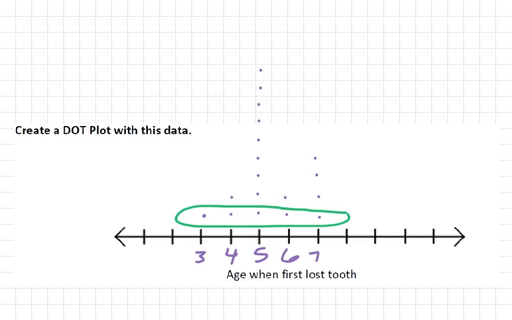Okay? And when you're looking at this dot plot, you're able to see, wow, a lot of kids reported that they lost their first tooth at 5 years old. And then the next highest was 7. And you're able to see this quickly because the data is presented in a neat way so that you can really understand what you're seeing. Okay?